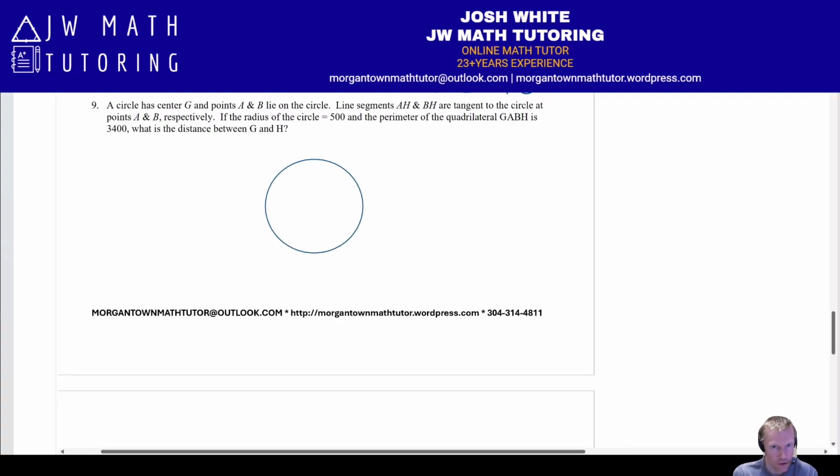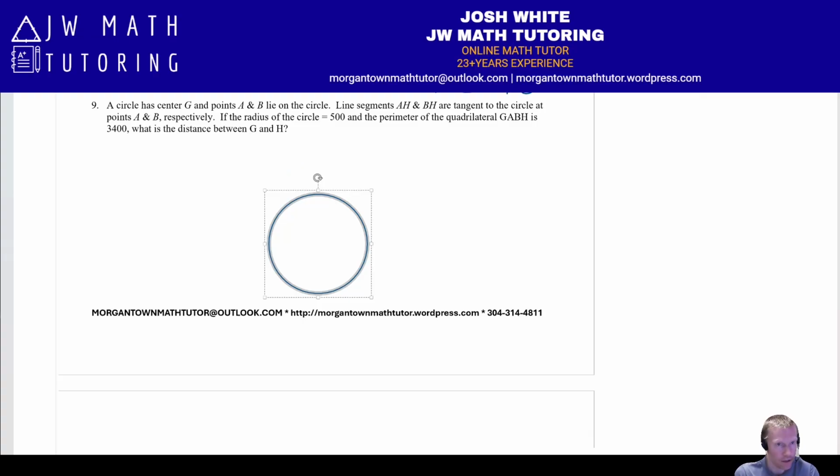So we have a circle down here. We know that the center of the circle is point G. And then there are points A and B, which are on the circle. Essentially, there's a point out here, point H, such that you connect H to A, which is tangent to the circle, and you connect H to point B, which is also tangent to the circle. Then you draw the radius from the center to the tangent points on both sides.